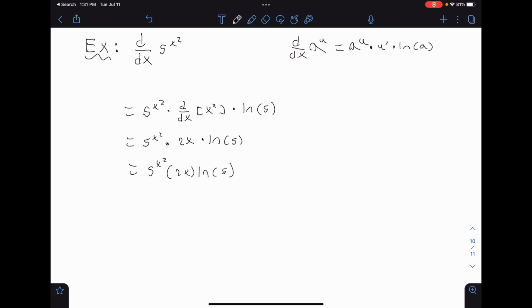Do not try to do 10 to the power of x squared here, because that would be wrong. We cannot multiply these together. If that 5 was an e, you wouldn't even be thinking to do that. It's kind of a similar thing here.